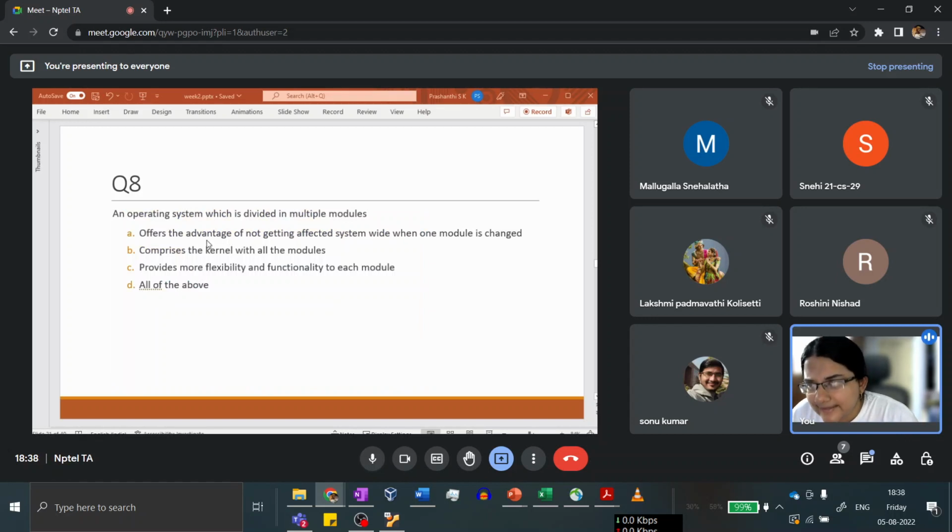So this says: an operating system which is divided in multiple modules, A, offers the advantage of not getting affected system-wide when one module is changed; B, comprises the kernel with all the modules; C, provides more flexibility and functionality to each module; D, all of the above. So this is talking about that modular operating system from the week 2 structure of the OS, right? So what do you guys think is the answer?